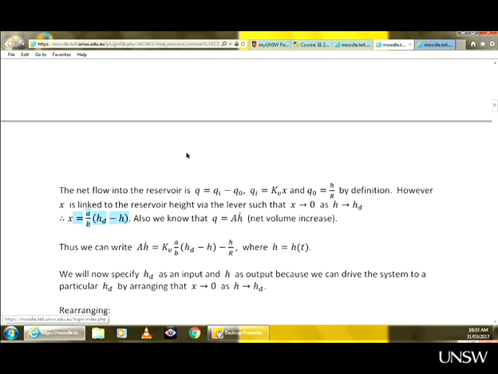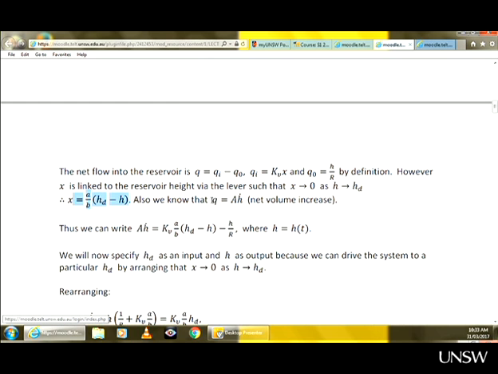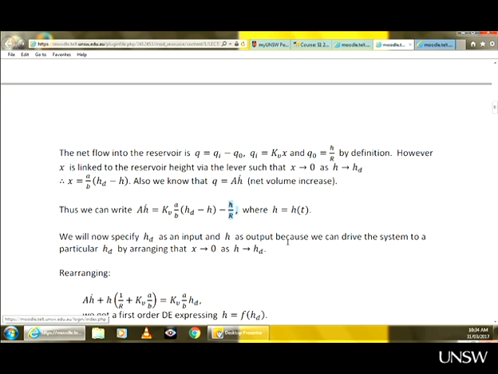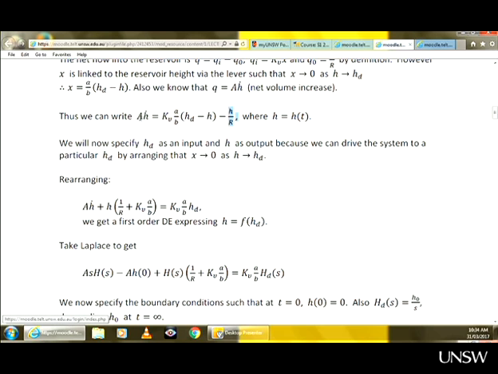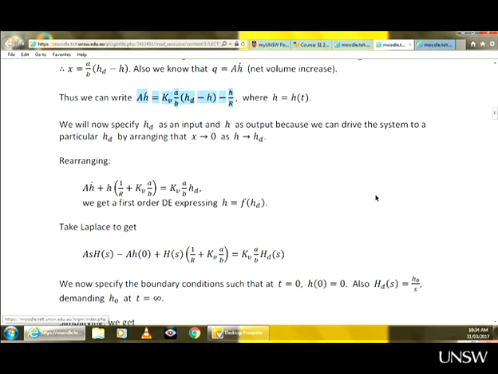Okay. So now we can easily combine all these equations. So A H dot equals QI minus QO. But QI is a function of X. So we call it KV, the characteristics of the intake valve. So we have KV times X, which is A over B, HD minus H, and then minus QO, which is just H over R. And effectively, this is the differential equation. We can rearrange a little bit so we get H terms on the left and HD terms on the right.